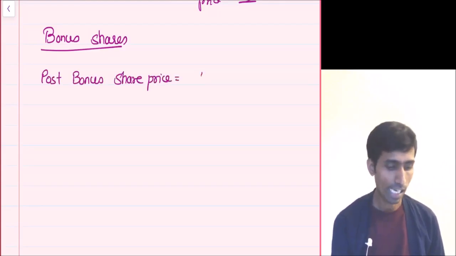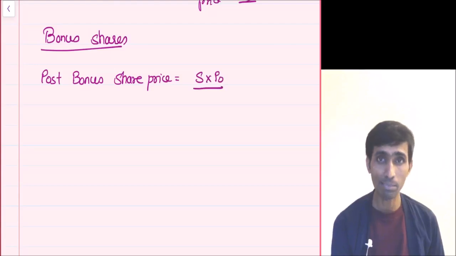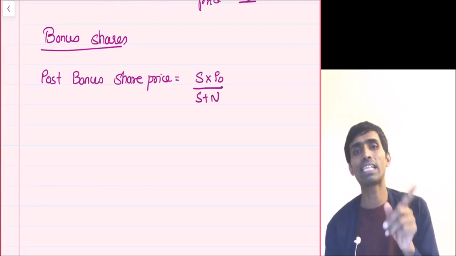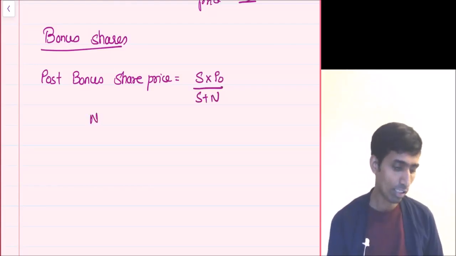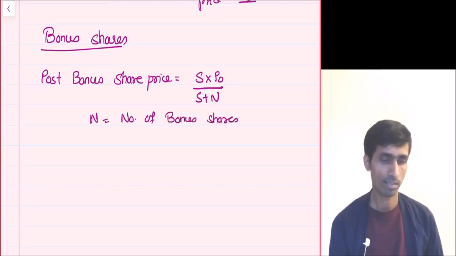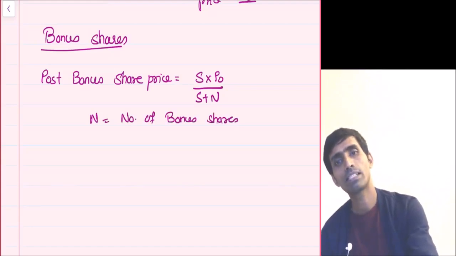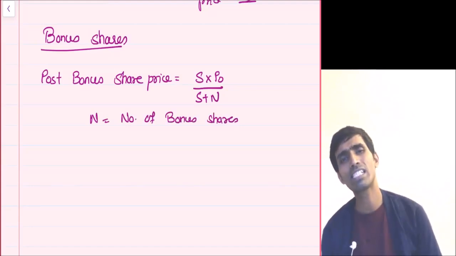Okay, so S multiplied by P0, market cap, divided by S plus N. When I bought back, it was minus N, now it is plus N. So N is what? Number of bonus shares. Please write. So this is easy, you can do this.